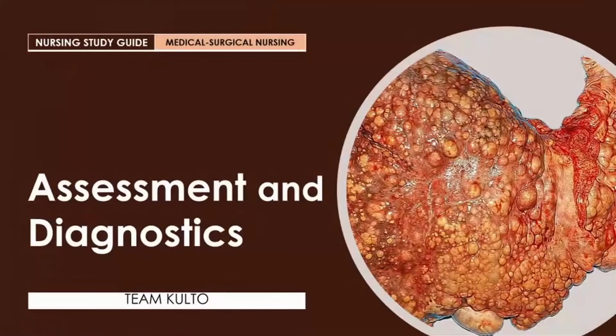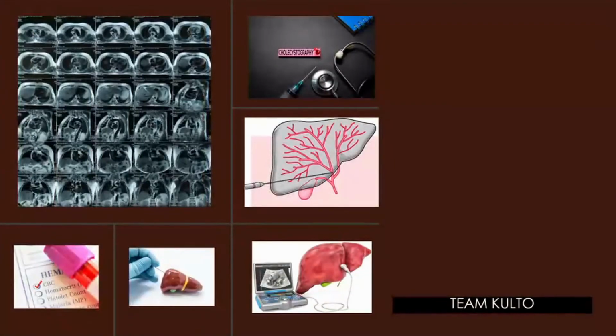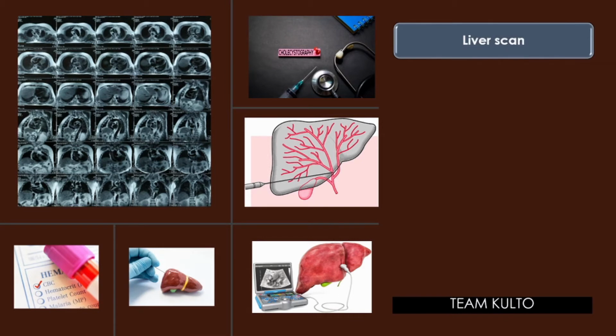Okay, assessment and diagnostic findings. Paano mo nga ba ina-assess at paano mo nga ba dinadiagnose ang pasyenteng merong liver cirrhosis for you to confirm na meron nga siyang ganitong klaseng disorder? Ito na siya. Laboratory findings and imaging studies that are characteristics of cirrhosis include the following. Liver scan. Liver scan shows abnormal thickening and a liver mass.